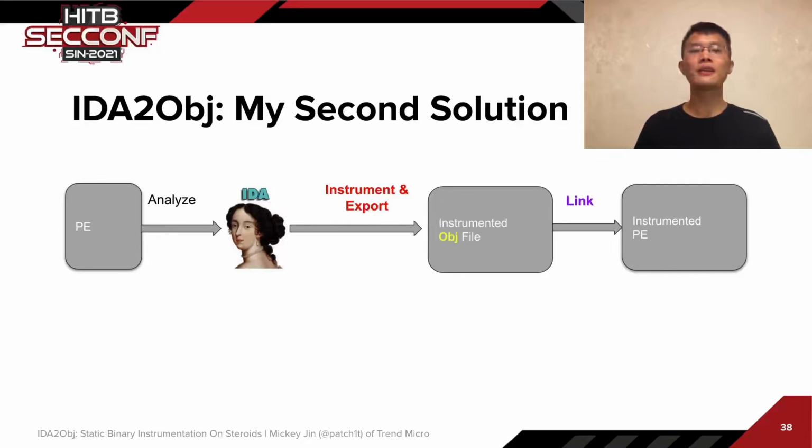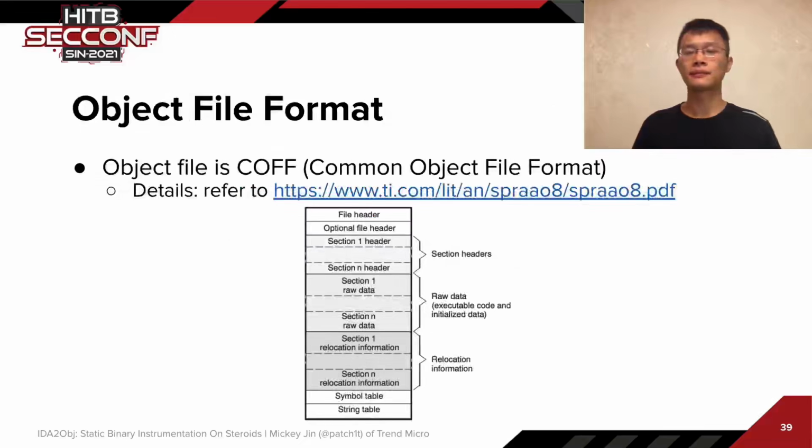OBJ file is the Common Object File Format, and this is the file structure. First is the file header and optional header, then section headers. The raw data is used to store the executable code and the initialized data. Then is the relocation information. Symbol table and string table are at the end of the file.